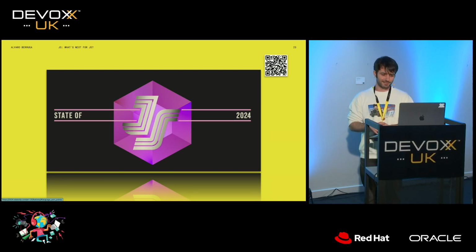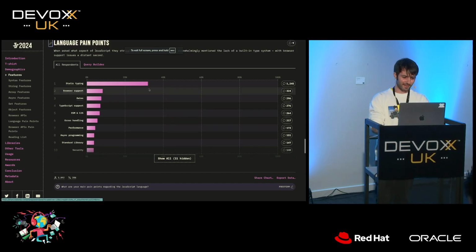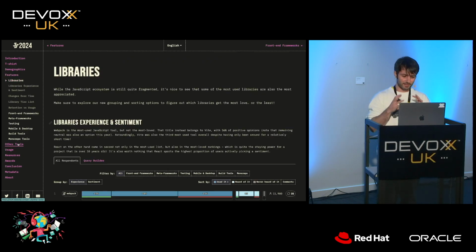State-of.js is a super, this sounds like a spam. State-of.js is a survey that I'm not related to at all. It's done to every JavaScript developer. Any JavaScript developers can submit their answers to the survey, and it's super cool because it allows you to understand a lot of things about the JavaScript ecosystem.